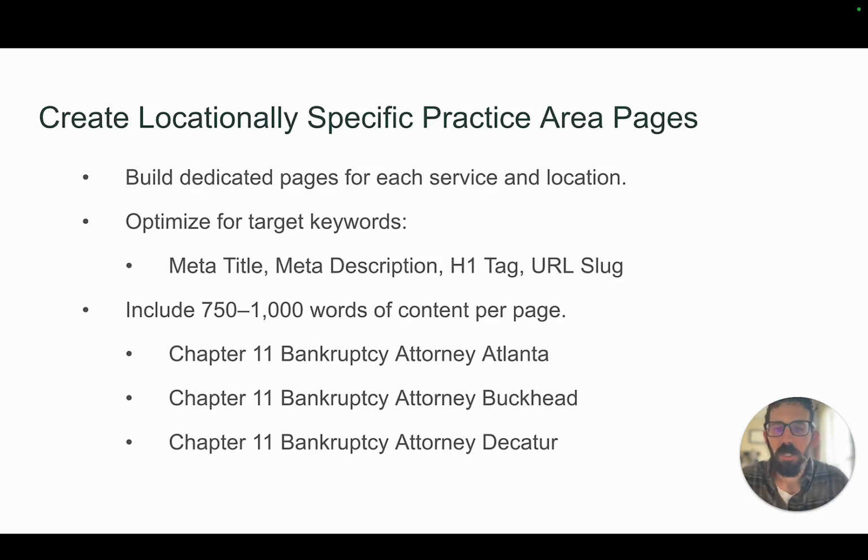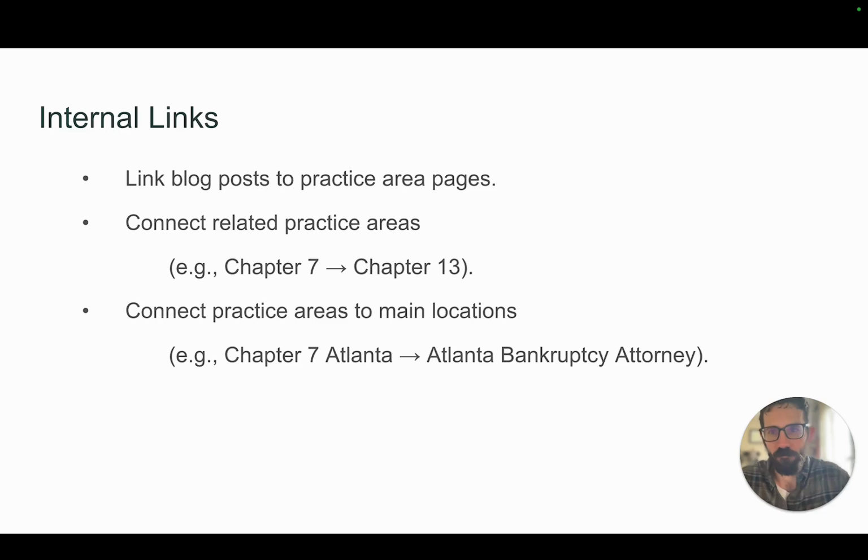Each page we're going to start with typically between 750 and 1,000 words of content. That may change over time, but that's a good starting place in most cases. And then for each service and location, if you do Chapter 11 bankruptcy, you want a Chapter 11 page for every city you'd want to target. So Chapter 11 bankruptcy attorney, Atlanta, Buckhead, Decatur, and so forth. And then our main keyword there would be Chapter 11 bankruptcy attorney Atlanta, and we would want that in our title, meta description, H1 tag, and URL slug.